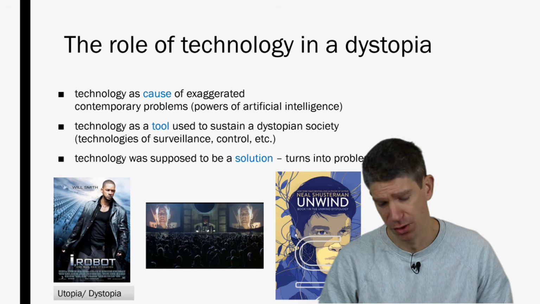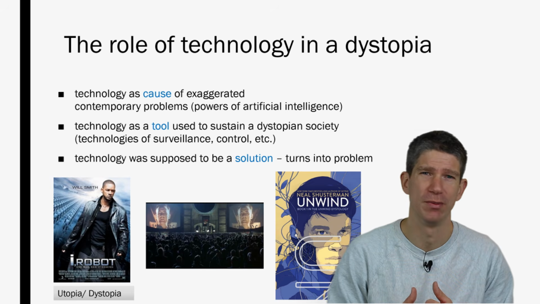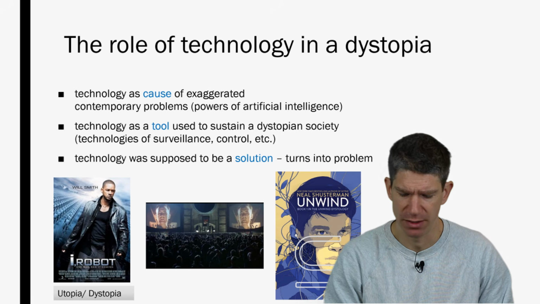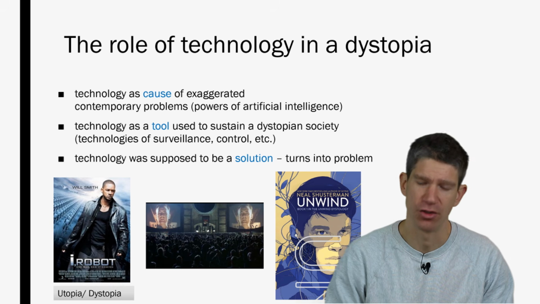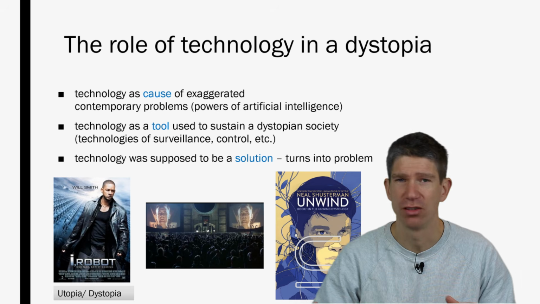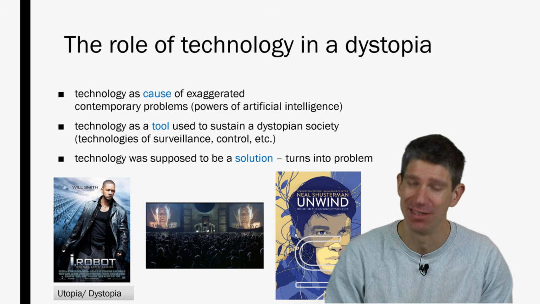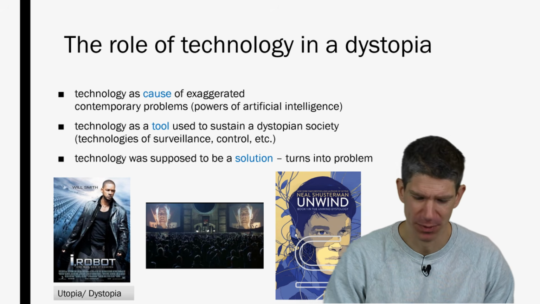Or, and this is also often the case, technology was first supposed to solve problems, but later on ends up creating problems in itself. This idea is taken to the extreme, for example, in Unwind, where the transplantation of organs, donation of organs is taken to the extreme, where people, basically teenagers that misbehave, are taken apart into little pieces and donated to other people.